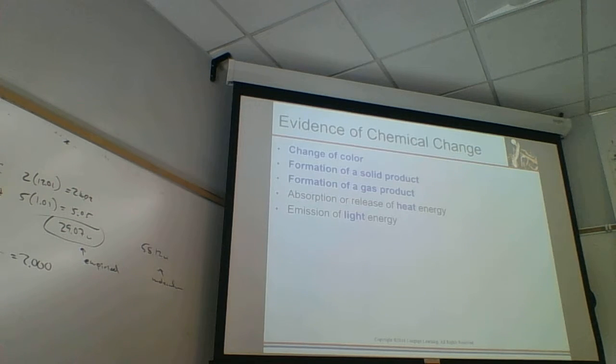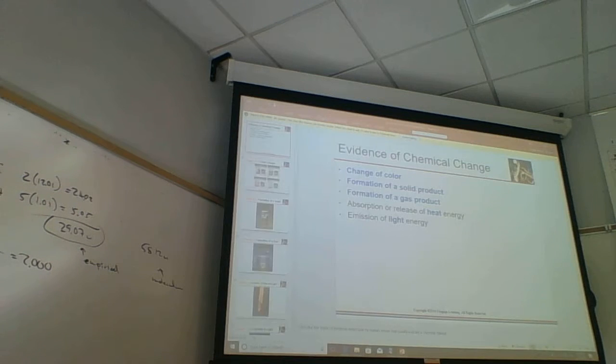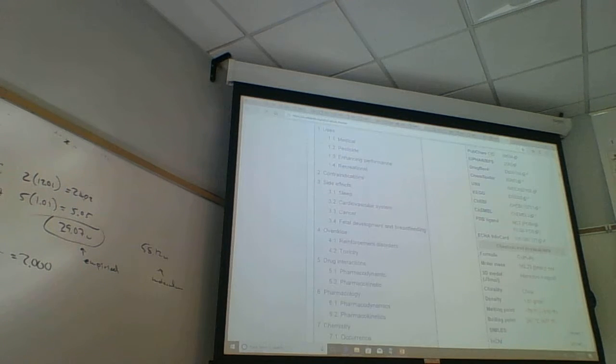If not, then we look for other things, like formation of a solid product. So when you freeze water into ice, you're forming a solid product, ice. Is that a chemical change or a physical change? That's physical, freezing water. So we're looking for a different type of solid formation. A different type of solid formation would be something called precipitation. So let's show you a little video on precipitation here.